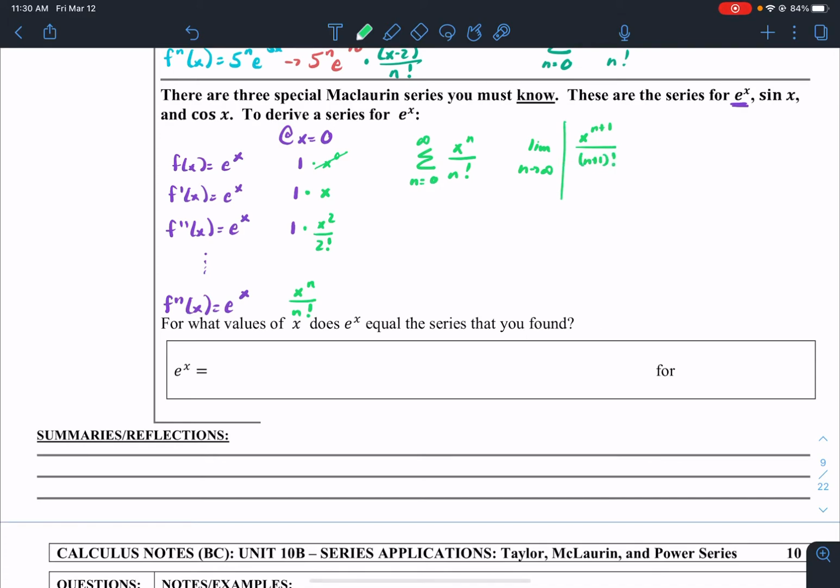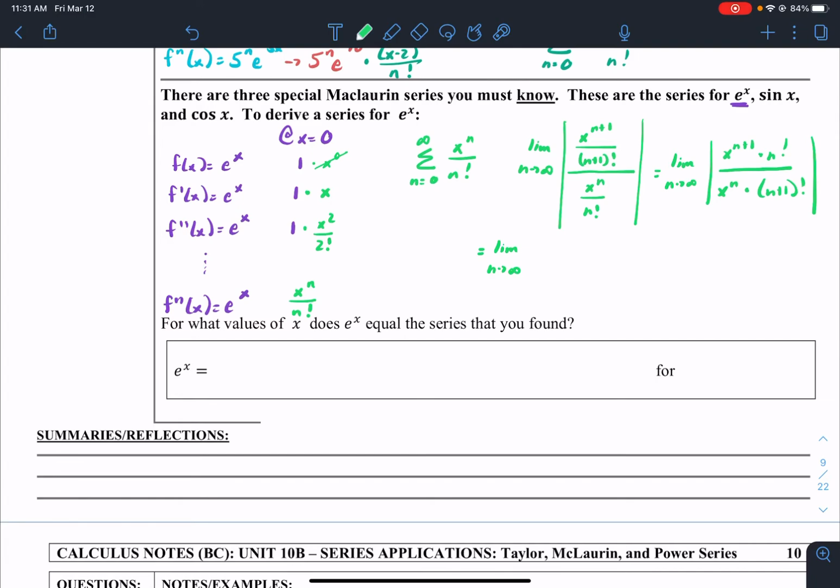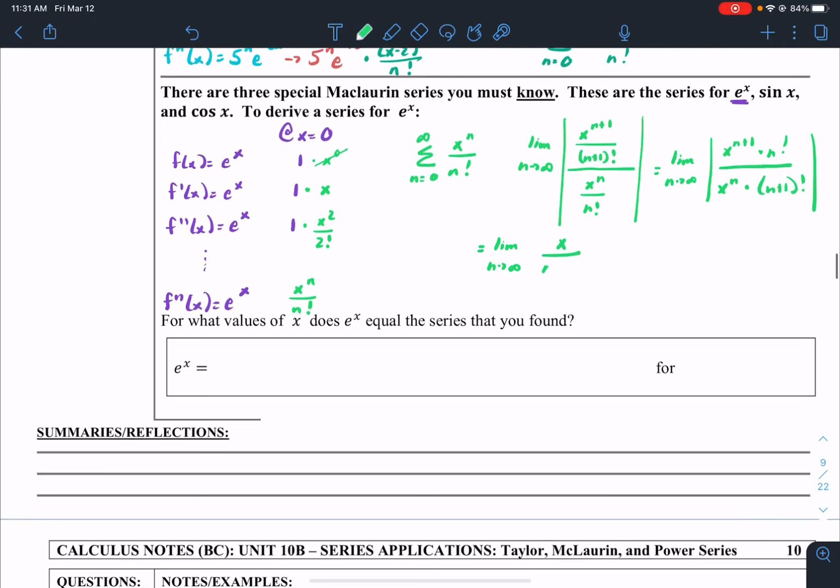factorial. Get my absolute value signs around there. And then over x to the n over n factorial. Now multiply by the reciprocal, so it's a little bit easier to look at. So you have x to the n plus 1 times n factorial over x to the n times n plus 1 factorial. So now you have an extra x. When you subtract these, the x is left. When you simplify the factorials, you end up with an n plus 1 on the bottom.